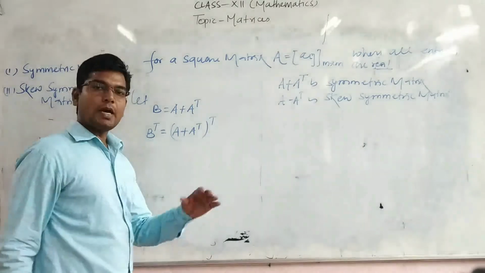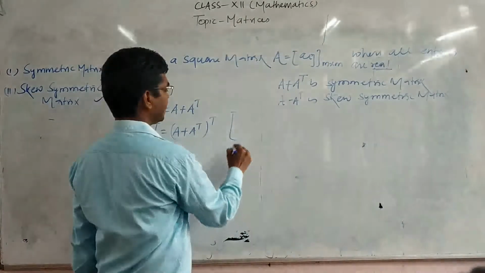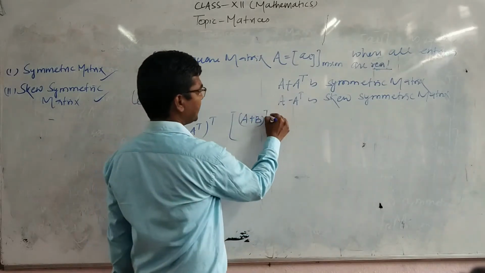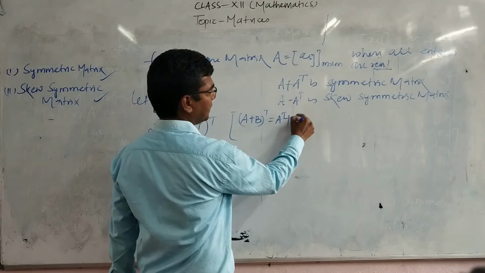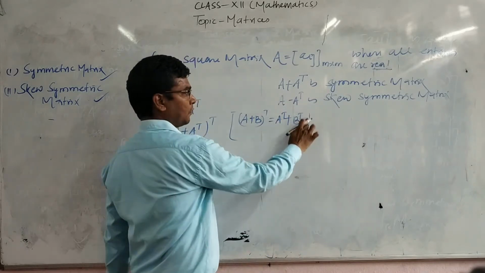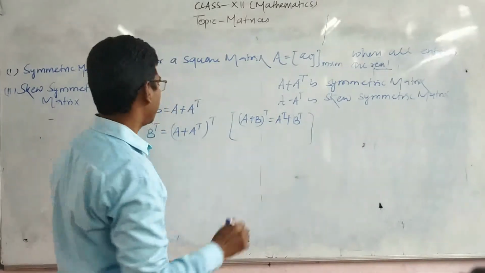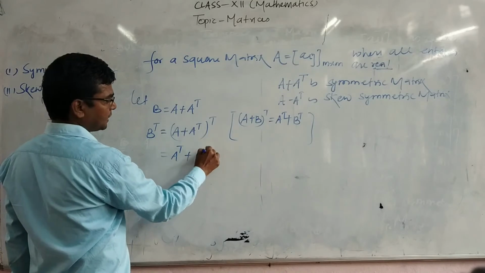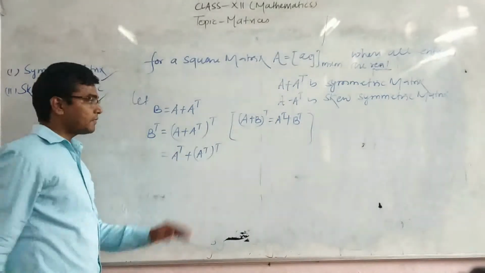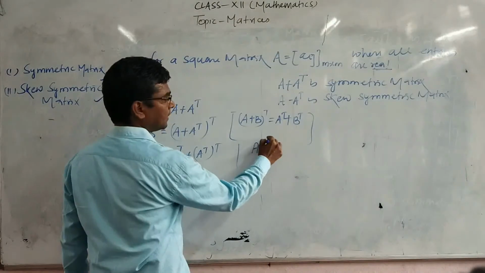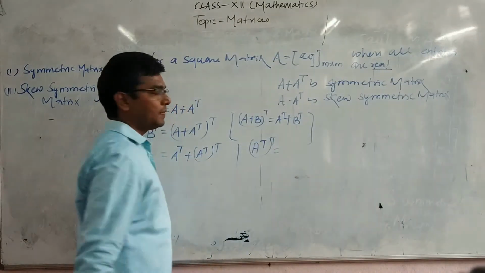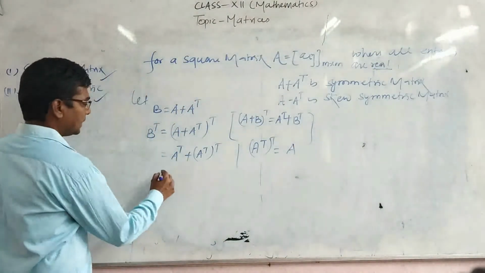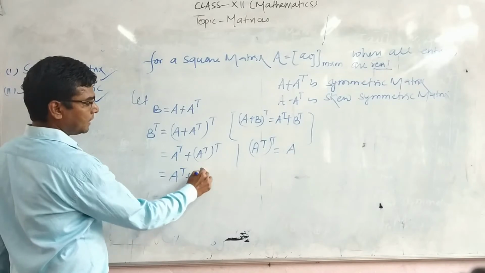Now we have learned about the properties of the transpose, where it is clearly mentioned that (A plus B) transpose is equal to A transpose plus B transpose, in both the cases where addition is there or subtraction is there. So definitely it will be A transpose and (A transpose) transpose. Again, this is the first property of the transpose, that taking the transpose of a matrix twice, we will get the original matrix. So it will be A transpose and it will be A.